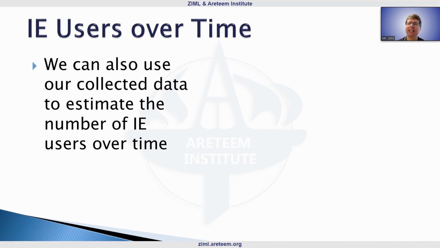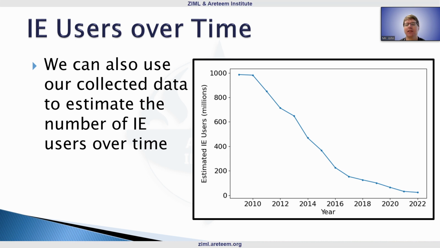So as we did in last week's video, if we have some number of users, say 3 million people using the internet, and 50% are using Internet Explorer, we can multiply to figure that out. That's something you can easily do in a spreadsheet program or in programming. And then again, you can look at that graph over time. So this graph here is the estimated number of users for Internet Explorer over time.